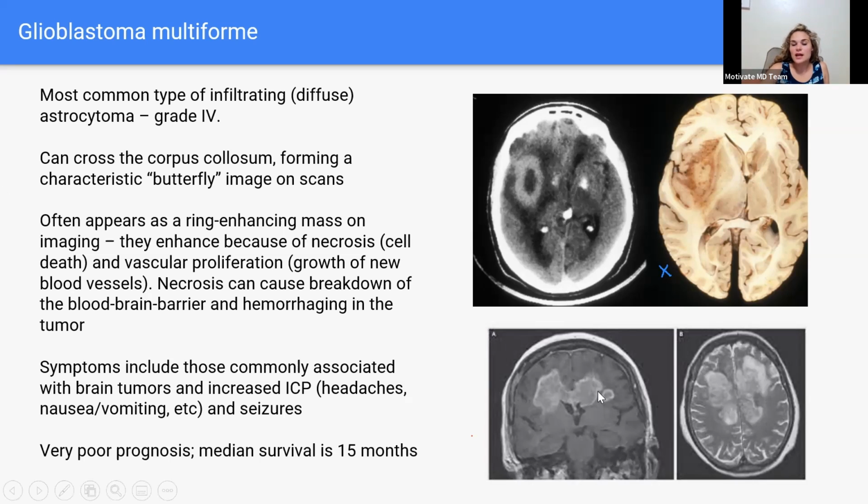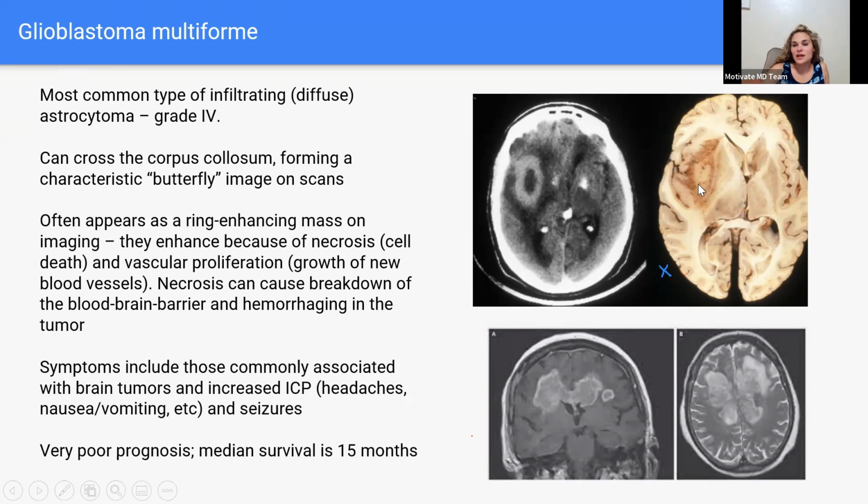Something interesting is it can actually cross the corpus callosum to the other side of the brain. So if we look at this one, our guy didn't have this, but in some cases it does. And so it's termed the butterfly imaging that they see on scans. So you can see how this tumor has spread and crossed the corpus callosum, the white matter tract that connects both sides of the brain, and it's infiltrated onto this side as well. And you can see that in this picture also.